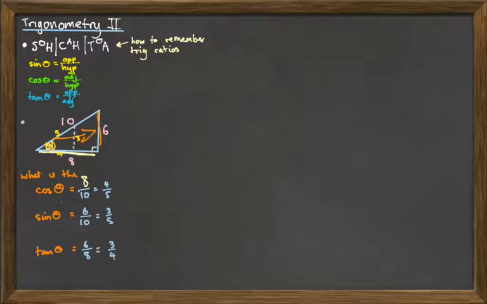And this will actually allow us to find out the angle. If I'm given a trigonometric ratio, I can find out the angle. And in the next questions, this is what trigonometry 2 is really about, it's finding angles if we have the ratios.